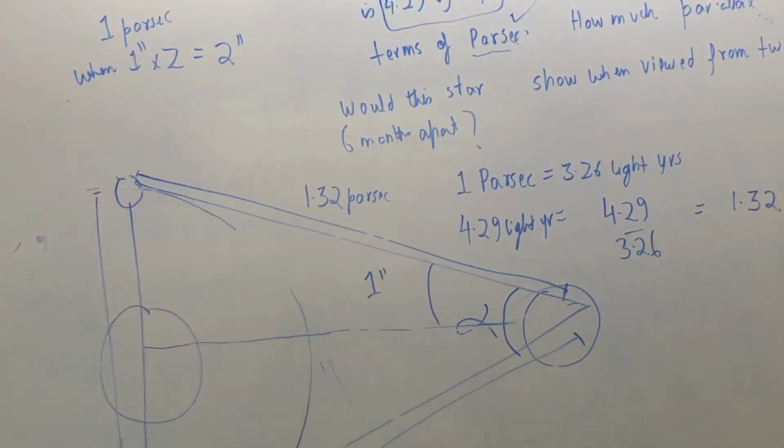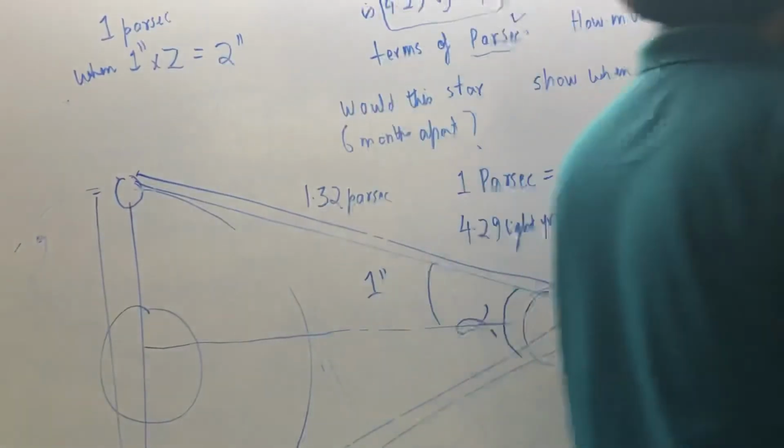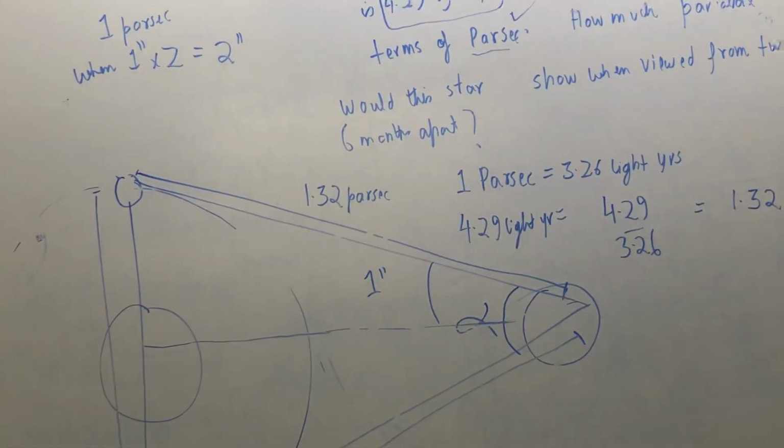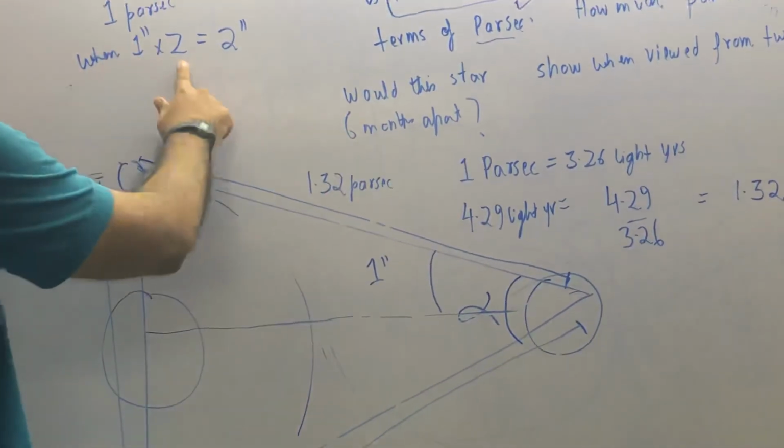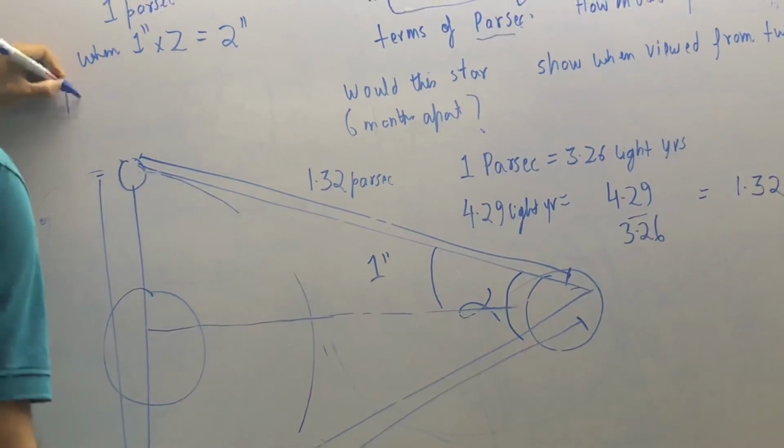Now we are talking about 1.32 parsec distance. 1.32 parsec will subtend how much? Basically 1 parsec subtended 1 second, so 1.32 will subtend how much?